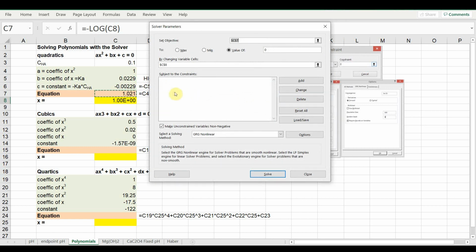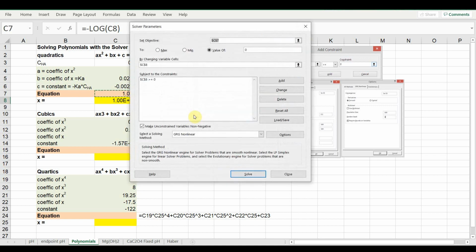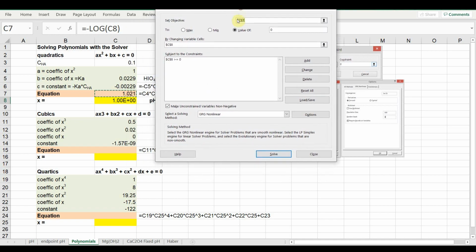We'll apply a constraint that the value in cell C8 is greater than or equal to 0. So we click Add, Cell Reference, C8 is greater than or equal to 0. We can only have positive concentrations, never negative. Say OK. Make unconstrained variables non-negative. I think that's irrelevant here since we've already constrained it. We're going to choose GRG nonlinear, which is suitable for nonlinear functions, as in this case.